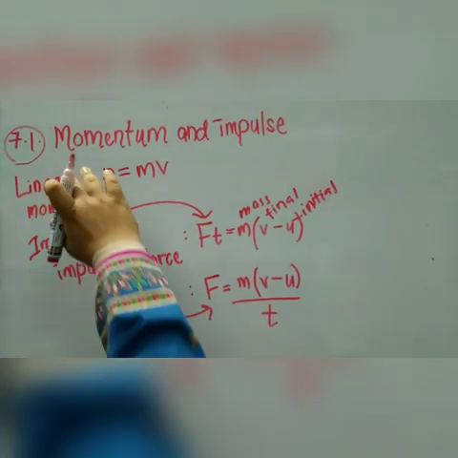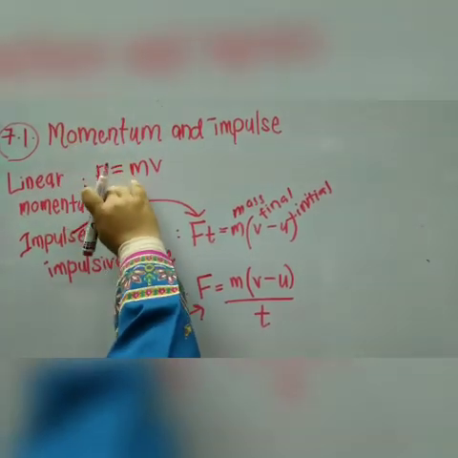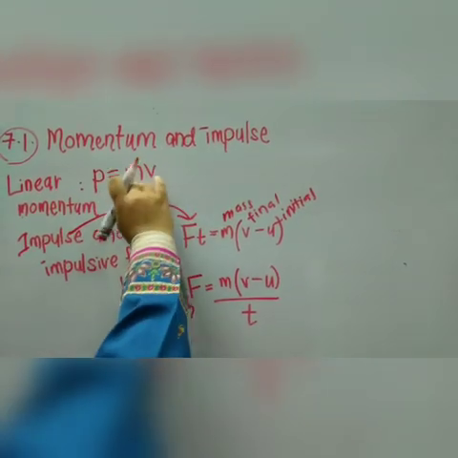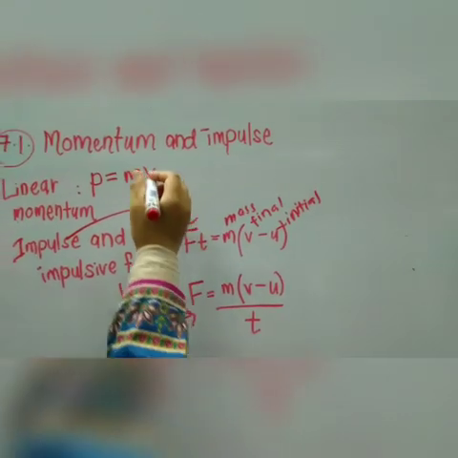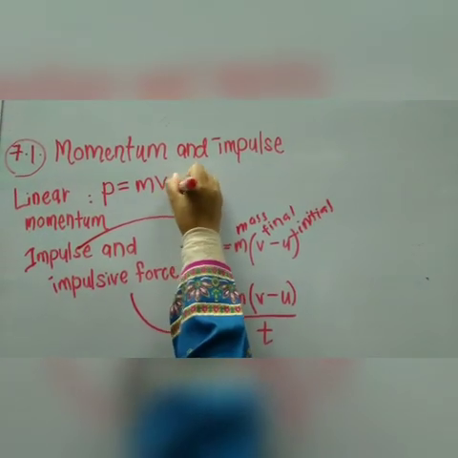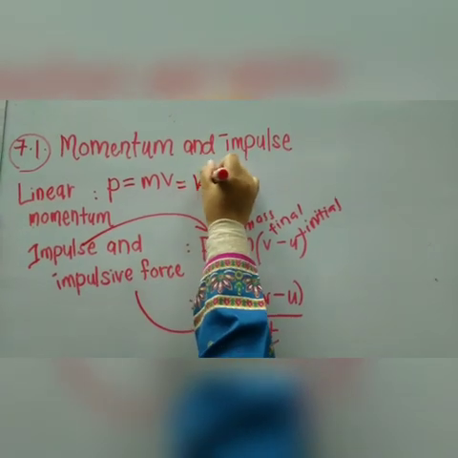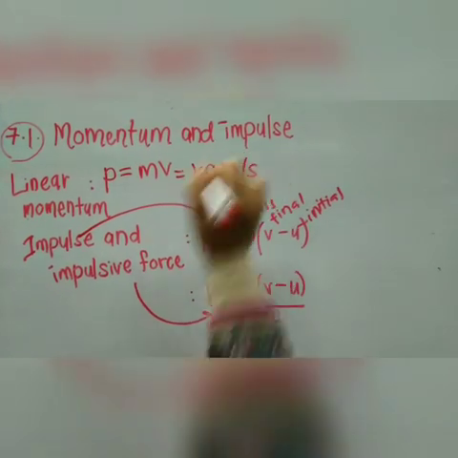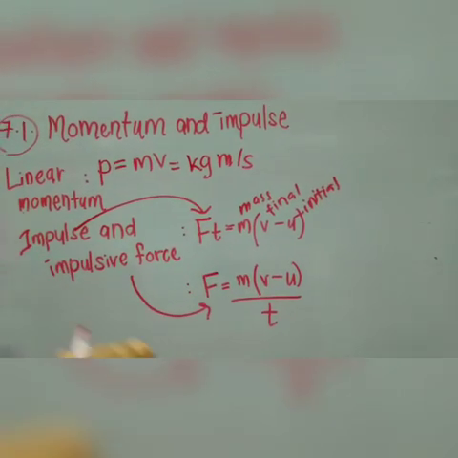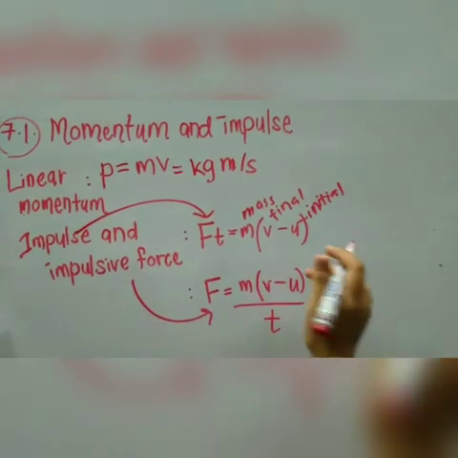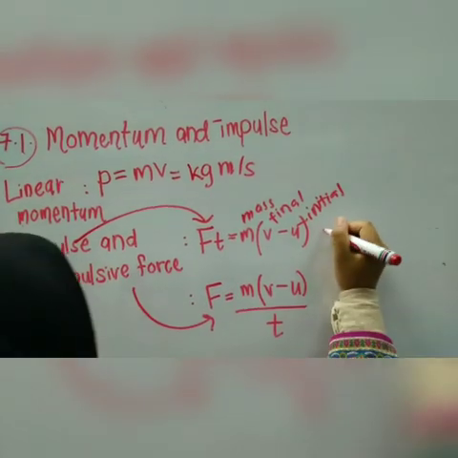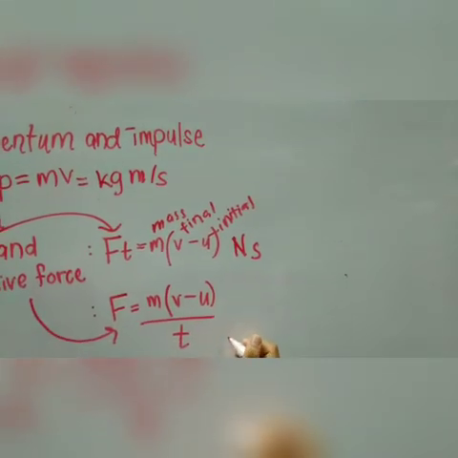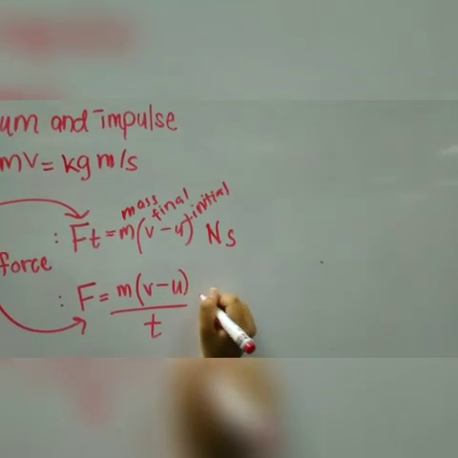The definition of linear momentum is the product of mass and velocity. The unit of linear momentum is kg meter per second. The second one, impulse and impulsive force: the unit for impulse is Newton second, and the unit for the impulsive force is Newton.